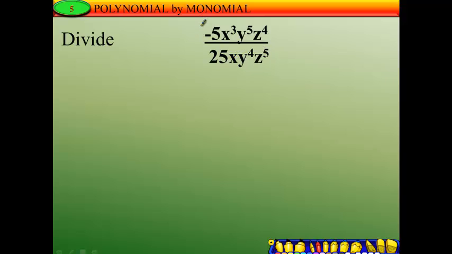So first, we have to simplify our coefficients. Negative 5 over 25 is equal to negative 1 over 5. Now x cubed divided by x. When you are dividing, you have to subtract exponents. The exponent of our x here is equal to 1. So x cubed divided by x^1, you keep the base, subtract the exponents. 3 minus 1 is equal to 2.